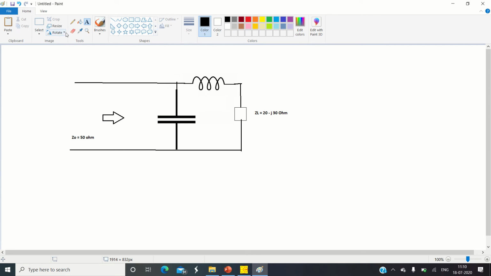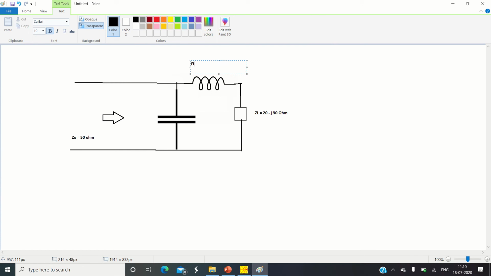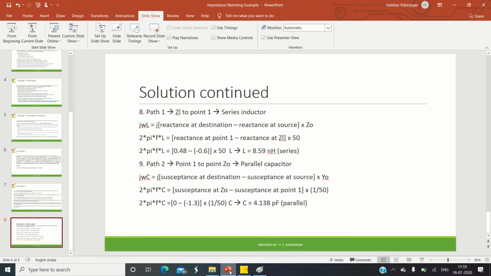So this inductor is a series inductor. This is the number 1 element. So here I will write first element, series L. What is the value of the inductor we have got? The theoretical value of the series inductor we have got is 8.59 nanohenry.